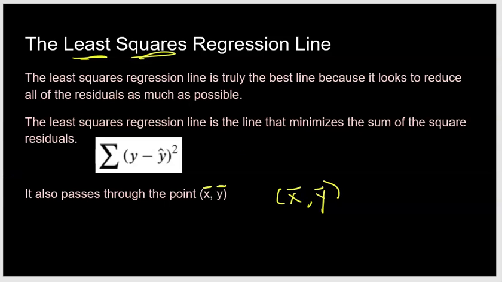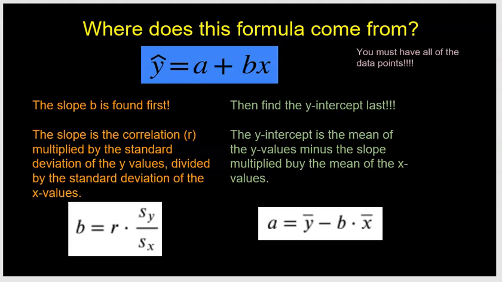All right, on to the next burning question. Where does this formula come from, right? This is a great formula. Y hat equals A plus BX. Like, you know, it's pretty easy. It's a linear formula. It's a line. Like, it's not that difficult to use. But, you know, where does it actually come from?